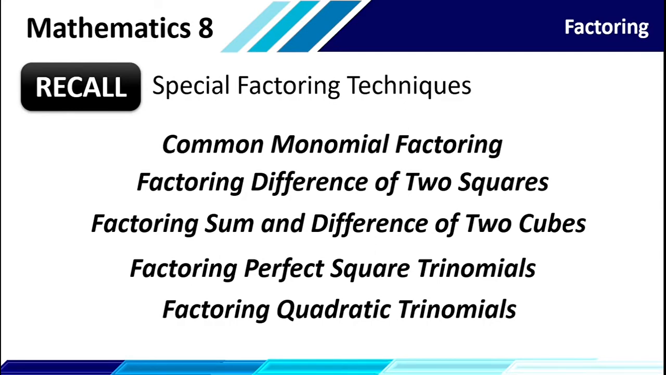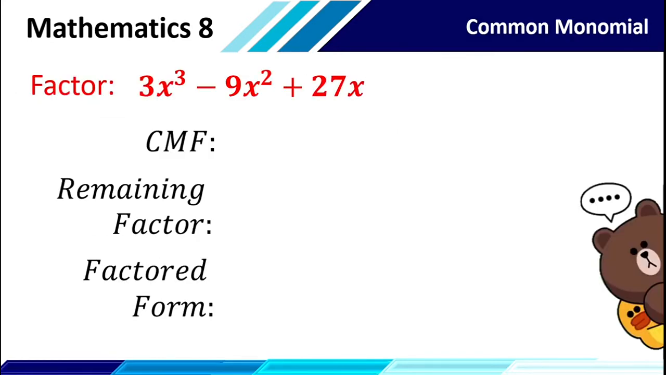We have common monomial factoring, factoring difference of two squares, factoring sum and difference of two cubes, factoring perfect square trinomials, and factoring quadratic trinomials. Before we proceed on solving word problems, let's have a short recall with the common kinds of factoring. Let's have common monomial factoring.